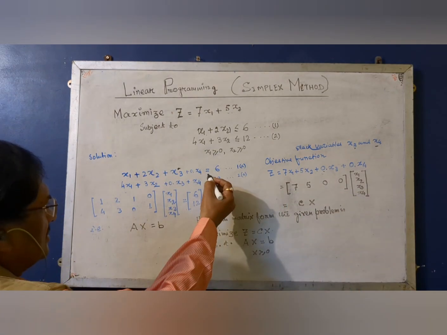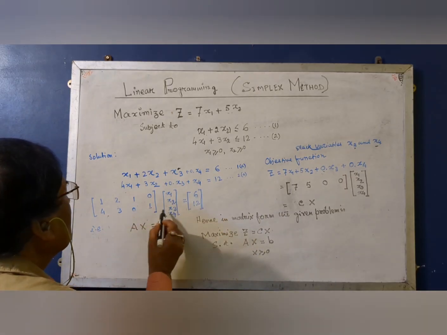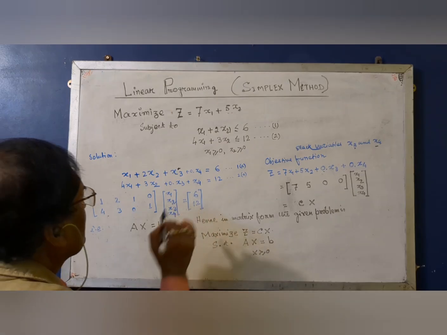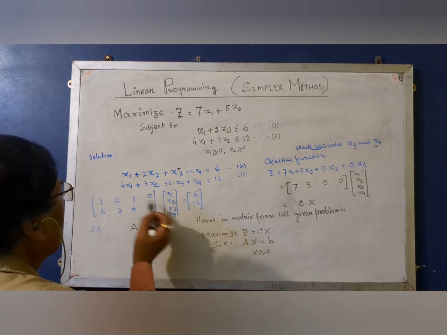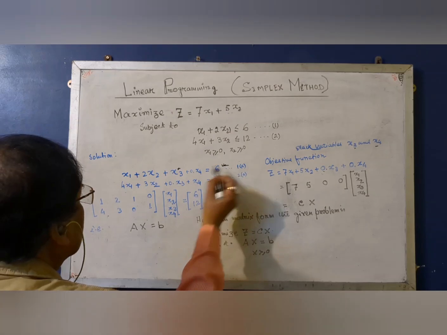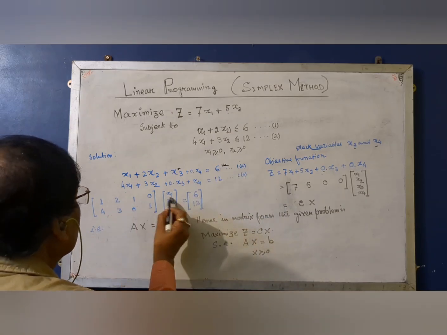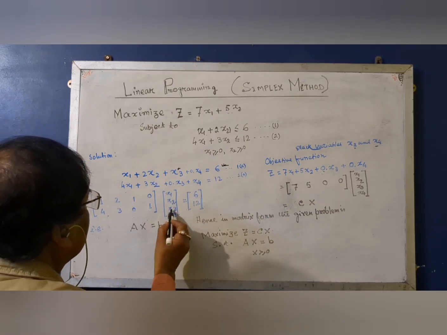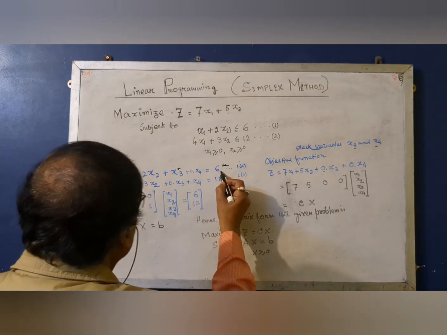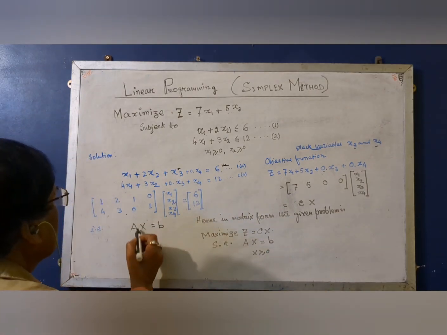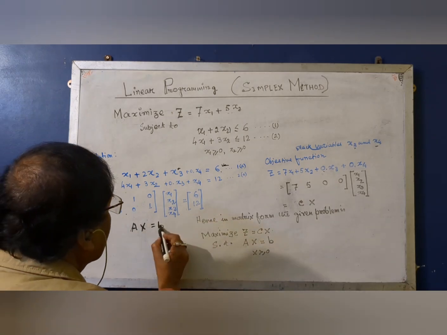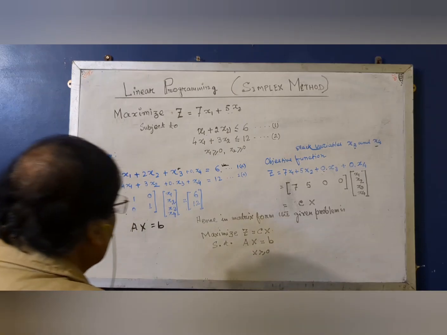Now if you write the constraints in matrix form, it will be like this: 1 2 1 0 and 4 3 0 1. Because row into column, if you multiply this row into this column, it means 1 into x1 plus 2 into x2 plus 1 into x3 plus 0 into x4 is equal to 6. So this is the matrix A. You can say AX is equal to B. B is this matrix, the matrix for the constants.